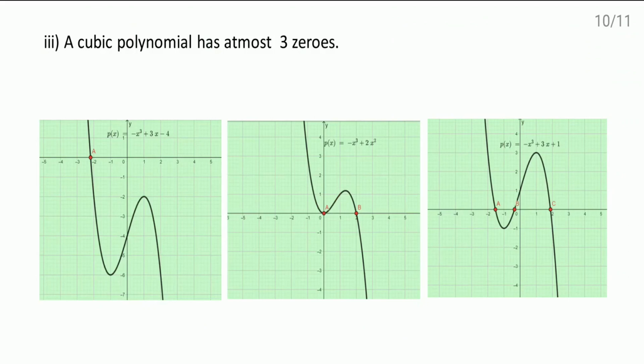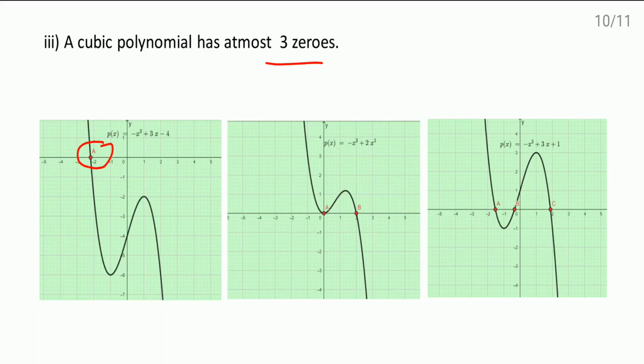Let us see the cubic polynomial. A cubic polynomial has at most 3 zeros. Maximum how many zeros? 3 zeros. Why? Because the degree is 3, so you will get 3 values of x. But there also, you see the first one. Only at one place it is intersecting. That means all the 3 zeros are equal.